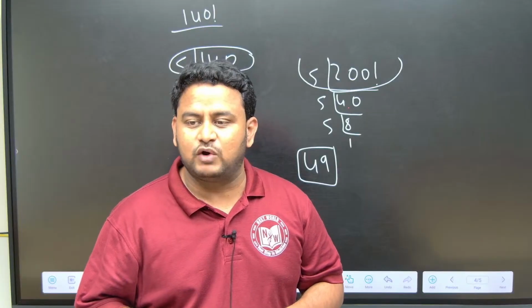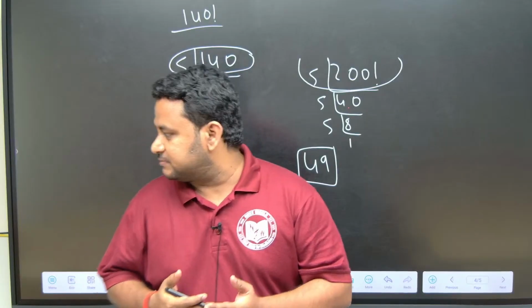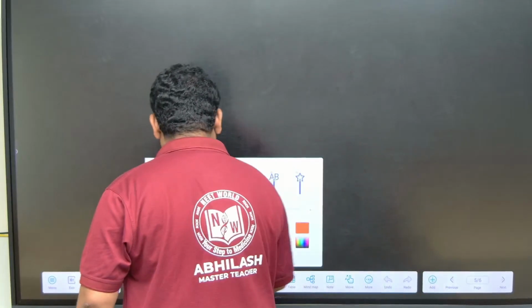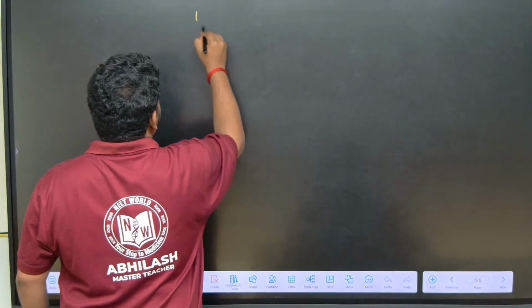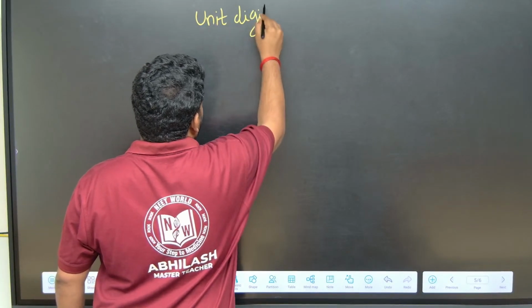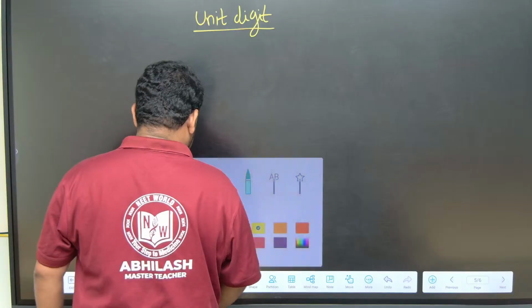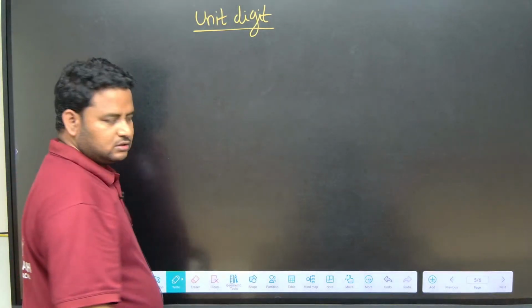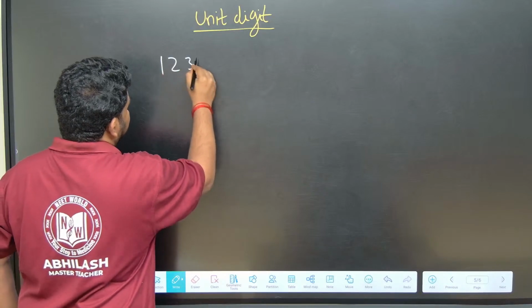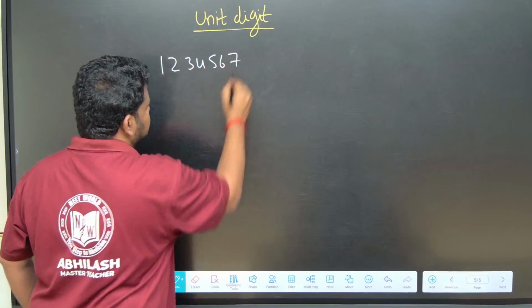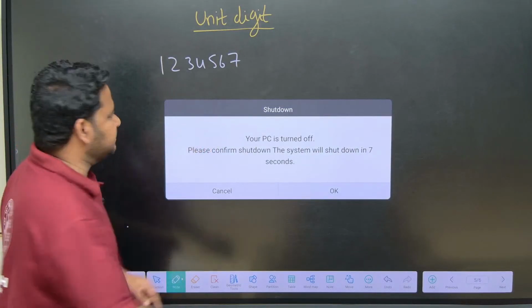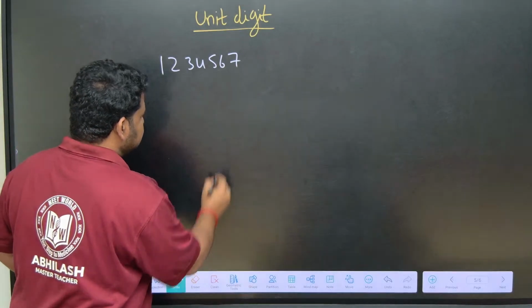Let us go to the unit digit concept. Next concept is unit digit. So focus here, very important. So see here. Let me give an example. Suppose I write 1, 2, 3, 4, 5, 6, 7. What is the unit digit here? 7 is the unit digit.